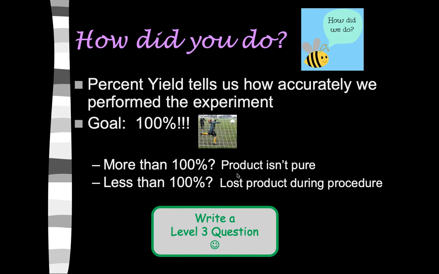Go ahead and do a level 3 question. I think a great one would be predict why percent yield would be useful. Predict a situation where percent yield would be useful, because that makes you think about the context of this and why we would care about a topic such as this one. Otherwise, make up your own level 3 question and come on back when you're ready.